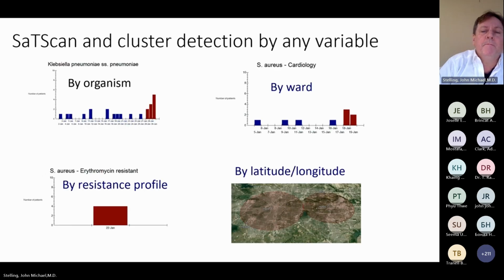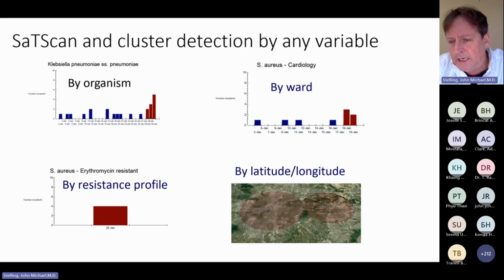Next slide. These are some examples of WHONET with SaTScan, and you can see the statistically significant area is highlighted in red. So top left, we see an example of Klebsiella pneumonia with daily statistics, where at the right, you see that there are more red cases than in the rest of the month in a statistically significant way. In the top right, you see Staphylococcus aureus in cardiology. Again, there is a cluster on January 18th, January 19th.